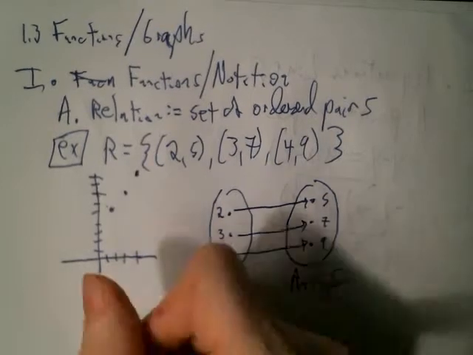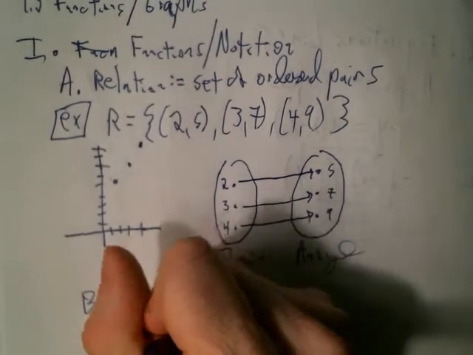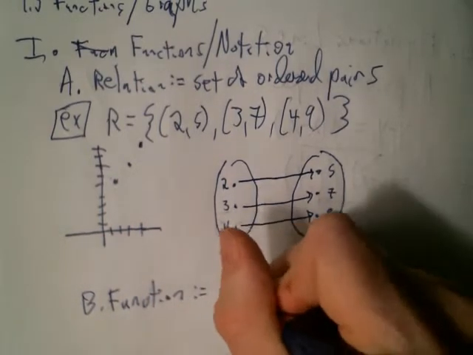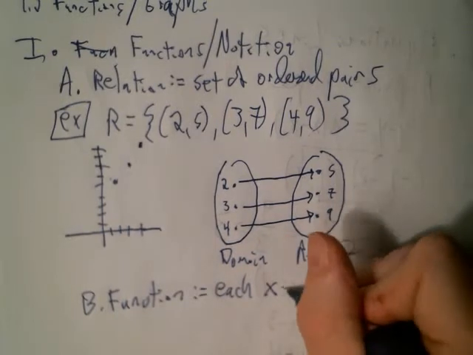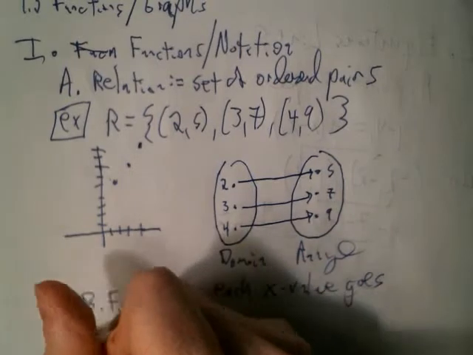Okay, so a special type of relation then is the function. And for a function, each x value goes to only one y value. So this relation we just looked at is a function. Okay, so a function is just a special kind of relation where each domain value, or x value, goes to only one y value.